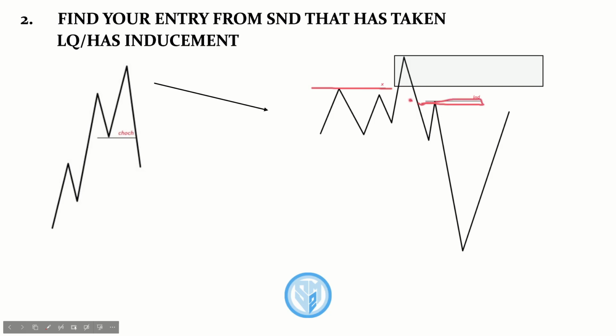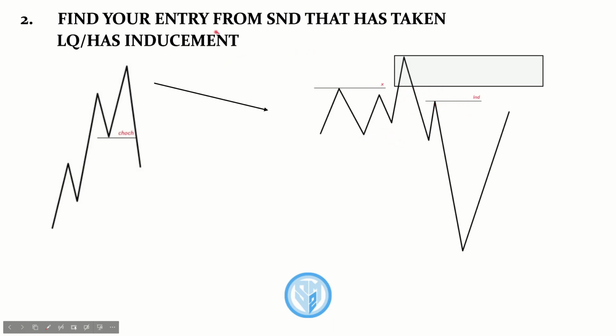Because these are the most valid levels of supply and demand, okay? So right here, we can see that price created these equal highs and swept them. The move that swept them created a nice little order block. This order block has obviously broken structure, with the change of character, or just broken structure right here and right here, right? And it has a level of inducement.